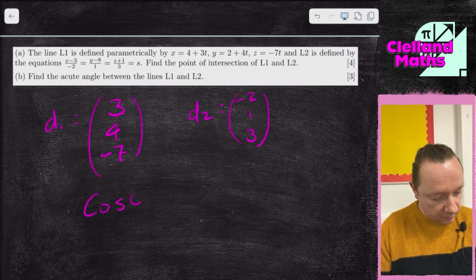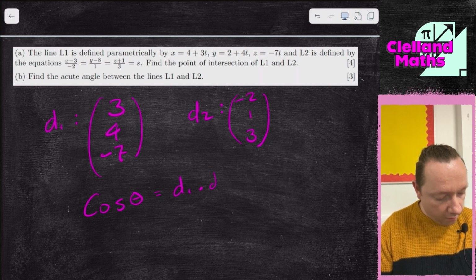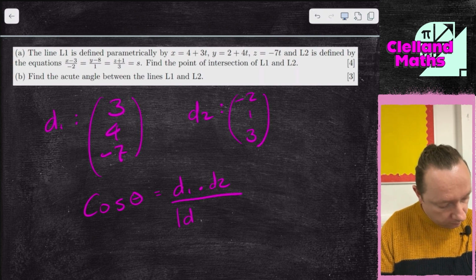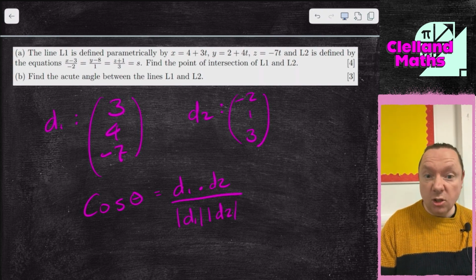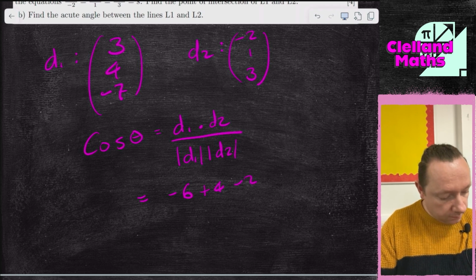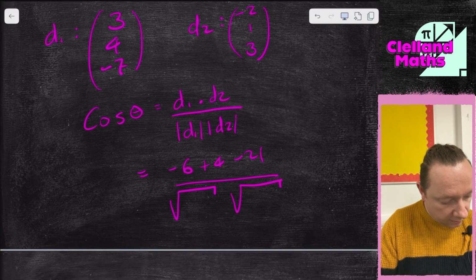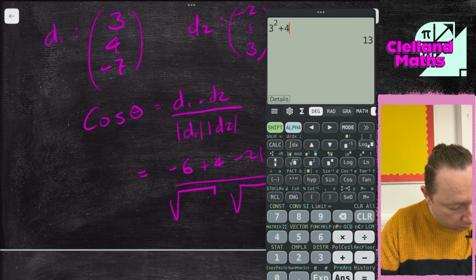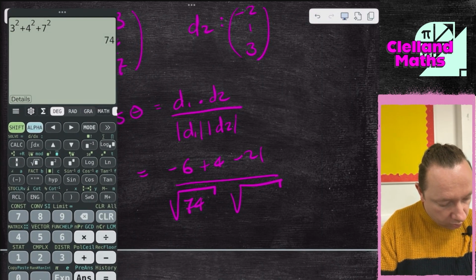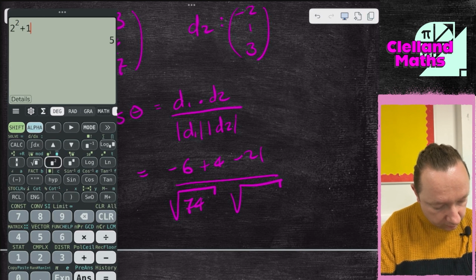So cos theta equals d1 dot d2 all over the size of d1 times the size of d2. Just like Higher Maths, essentially. Dot product: 3 times minus 2, which is minus 6, 4 ones is 4, and 7 threes is 21. All over square root of, times the square root of, and I'll just get my calculator for this last bit. 3 squared plus 4 squared plus 7 squared is 74. And 2 squared plus 1 squared plus 3 squared is 14.